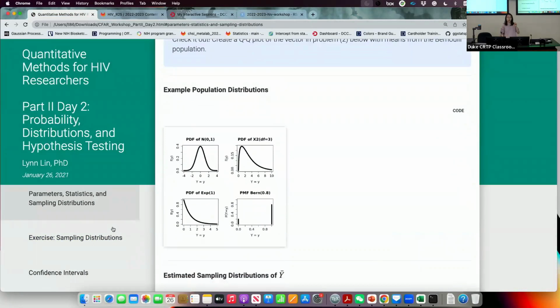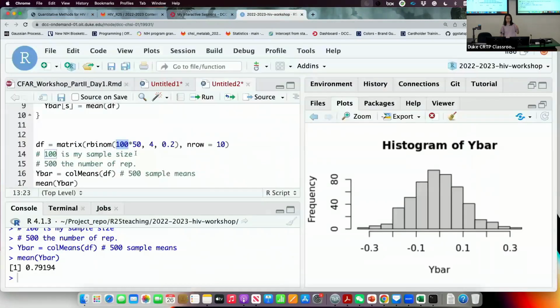Does that make sense? In this simulation, I repeat this multiple times just to see empirically that if you generate this random sample many, many more times, the sample mean is very close to the population mean, right?